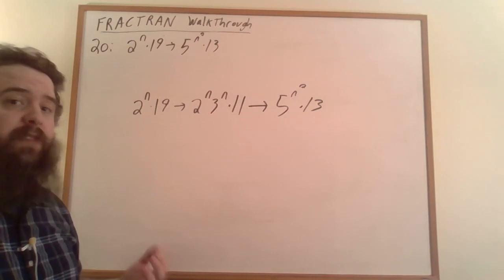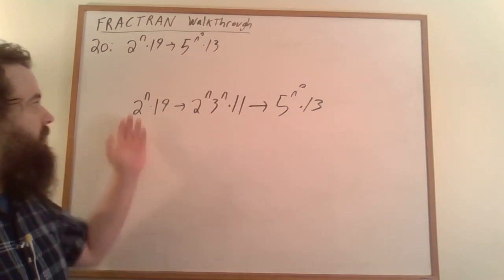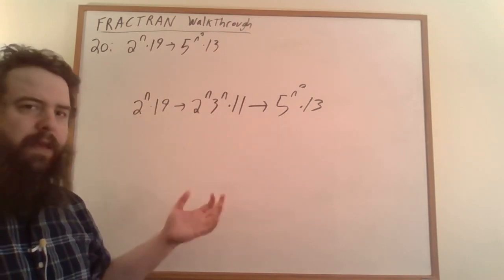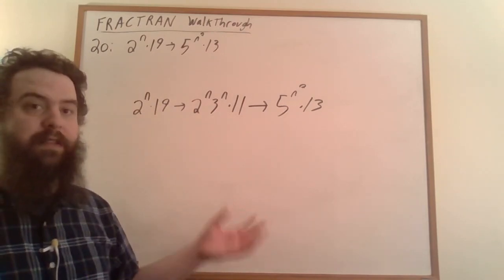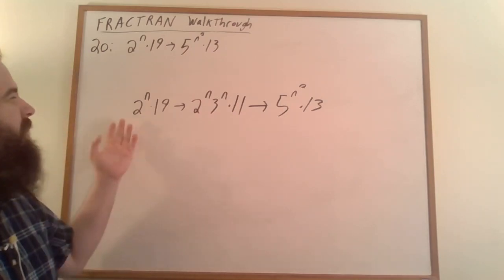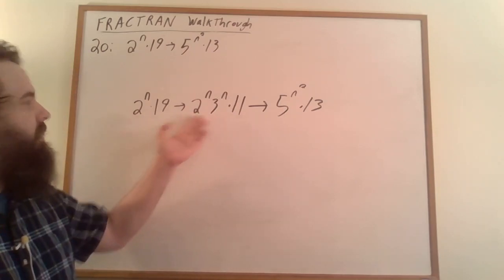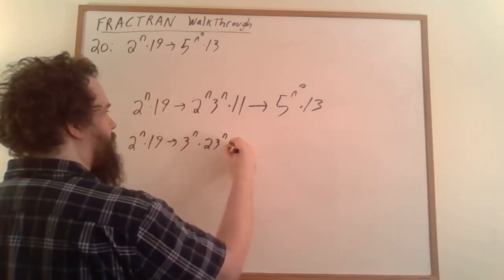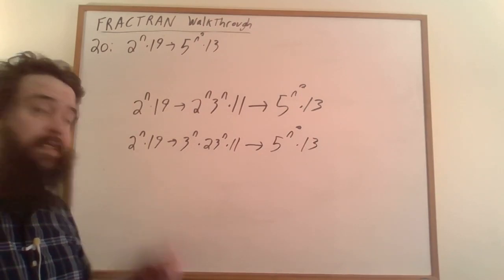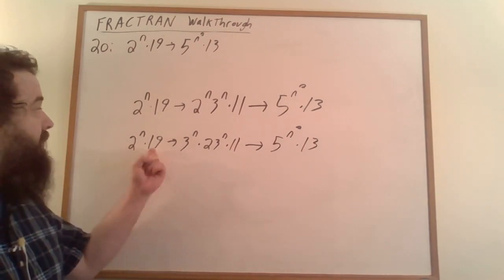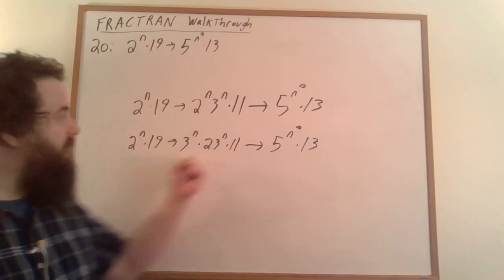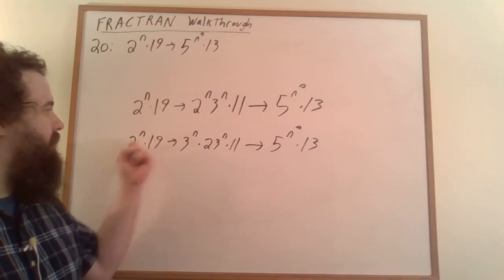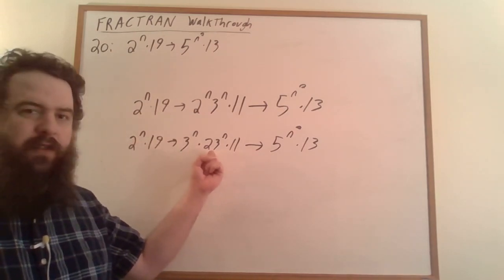But it's a little bit inefficient to do things this way. We've seen that the program to duplicate data in place is a little bit complicated. It's a two-step process in and of itself. And actually, it would be easier to instead duplicate the data not in place. We could instead take our original 2 to the n times 19 and duplicate that data not in place, turn it into 3 to the n, and I guess move that data into the 23s register as well.